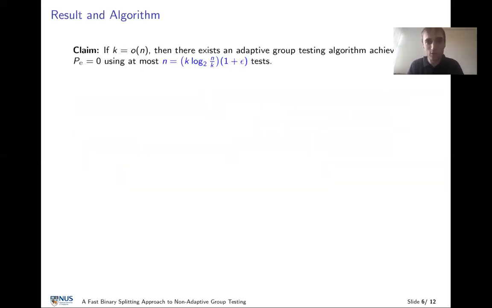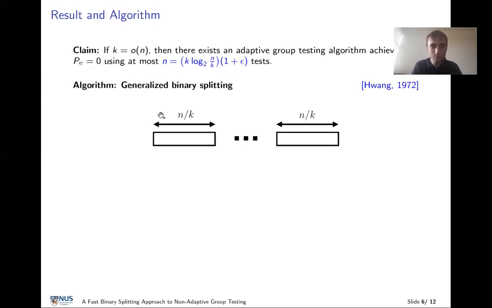So this adaptive algorithm, going back to 1972 by Hwang, actually matches that in the sublinear regime whenever k is little o of n. And in fact, it does it with zero error probability. I said that zero error probability requires more tests, but that's in the non-adaptive test setting. In the adaptive setting, we can get down to zero error probability.